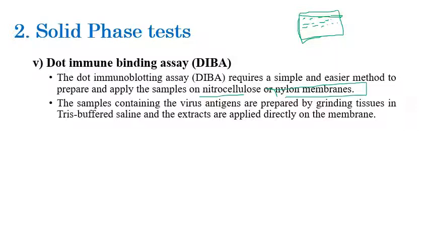The samples containing the virus antigens are prepared by grinding the tissues, that is lab samples or leaf samples can be ground. Tris buffer and saline can be applied, using antigen and antibody reactions. The presence of virus can be detected. This is about the dot immunobinding assay.